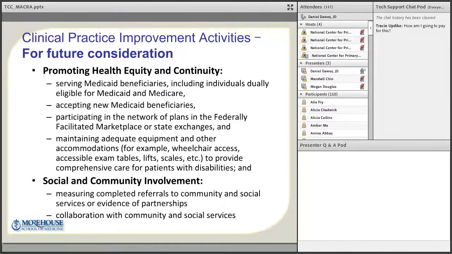So CMS is also seeking comment on the inclusion of two additional subcategories: promoting health equity and continuity, and social and community involvement. And you get a sense of what they're talking about there. So one, under promoting health equity and continuity, is serving Medicaid beneficiaries, including individuals who are dually eligible for Medicaid and Medicare, accepting new Medicaid beneficiaries, participating in the network of plans in the federally facilitated marketplace or state exchanges, and maintaining adequate equipment and other accommodations, for example, wheelchair access, accessible exam tables, lifts, scales, etc., to provide comprehensive care for patients with disabilities.